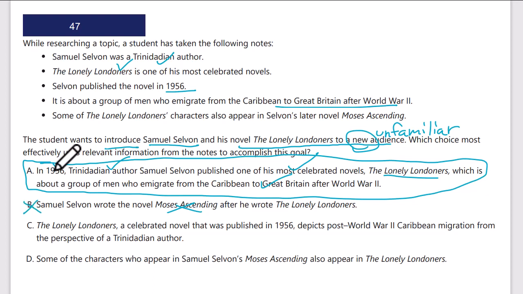The Lonely Londoners, a celebrated novel that was published in 1956, depicts post-World War II Caribbean migration from the perspective of a Trinidadian author. What do we think about this one? We do introduce The Lonely Londoners. It's a celebrated novel published in 1956. So we have the title, we have some information about it, and what it's about. And we have the perspective of a Trinidadian author. That's something about the author.